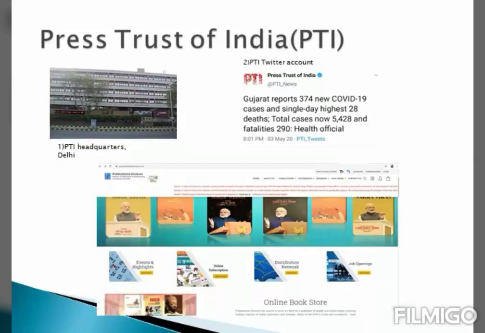Press Trust of India, PTI. After 1953, the Press Trust of India has provided reports, photographs, articles on financial and scientific issues to newspapers. During the 1990s, PTI started using satellite broadcast technology instead of teleprinters to send news all over the country.